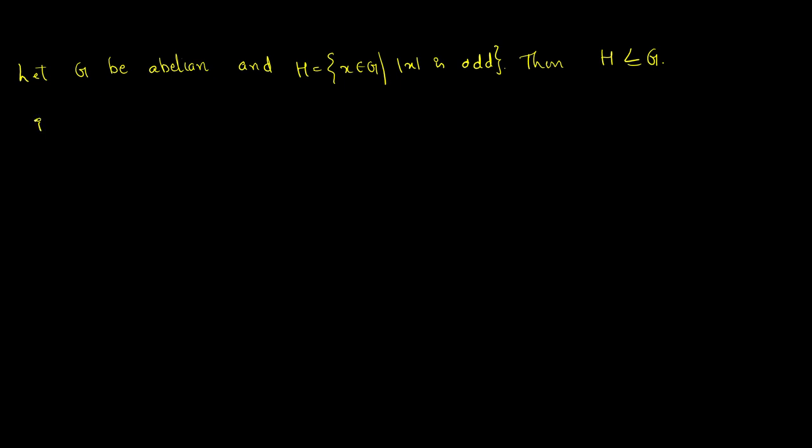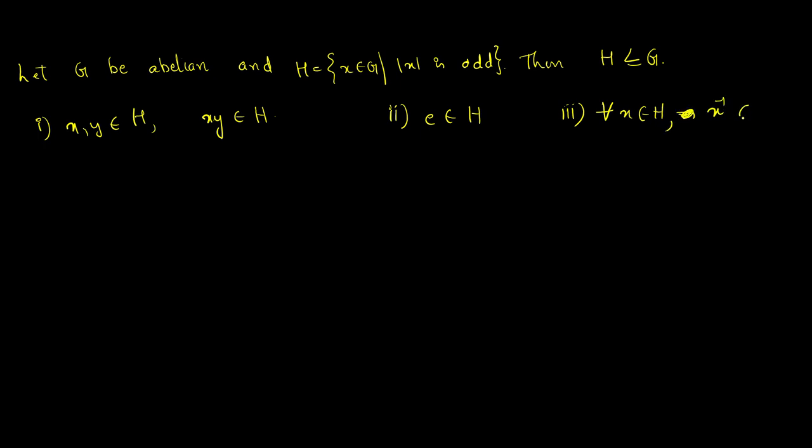First condition is H must be closed. That is, given any x and y in H, we need that xy must also be in H. The second condition is that the identity element must be in H, and the third condition is that given any x in H, we need x inverse also to be in H. So these are the things that we must verify.